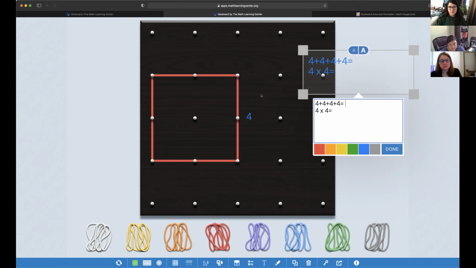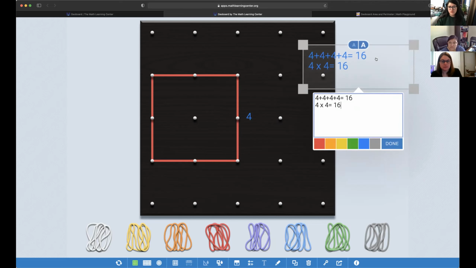So what would be the perimeter of this square? 16. Awesome. So you would do 16. So I'm just showing you guys that there's a few different ways that you can look at it, and whichever way works best for you, you'll be able to use on tests or when you're trying to solve these problems.